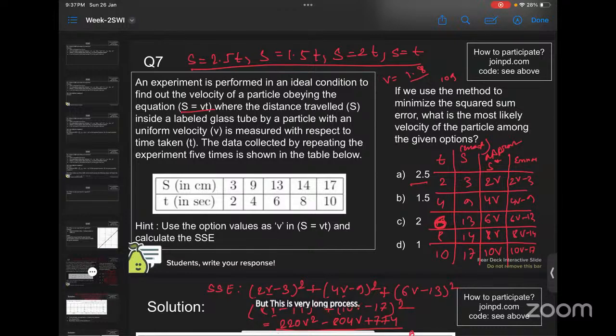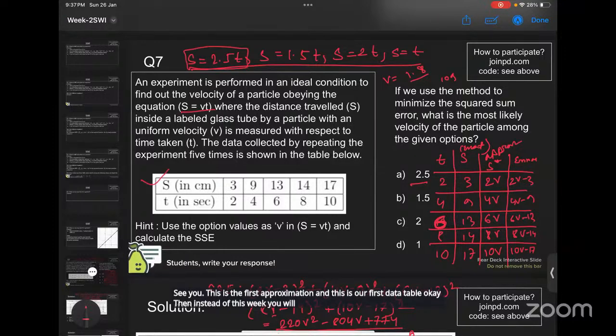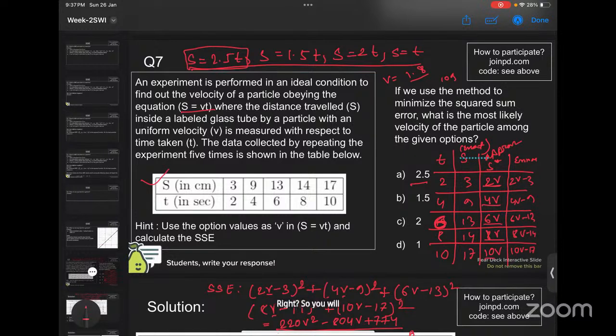Ma'am, how he's saying the s will be 2.5t in the first, so what you have to do is subtract 2.5t minus what? See, this is our first approximation and this is our first data table. Then instead of this v, you will get a particular value. You can take v equals 2.5. So here we will get particular numerical values, right? So you will get a particular numerical value of SSE.